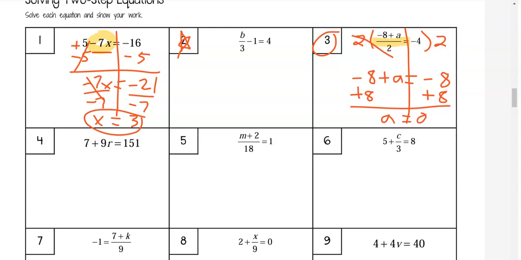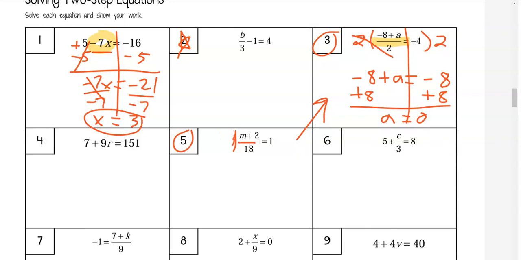All right, let's move on down to number 5. Your job is to do 4 and 6. Number 5 is very similar to number 3 right there. It's the same type of thing. I have this bar in my way. I need to get rid of it. That divided by 18. So I'm just going to multiply both sides.